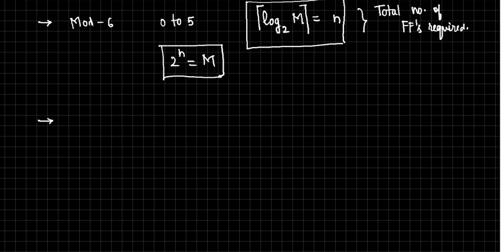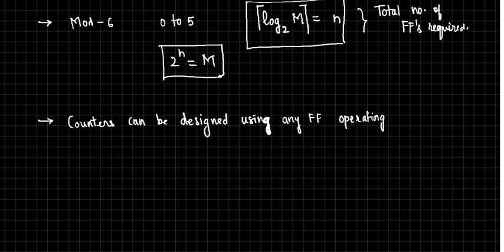Now again, the counters, as I said, are formed using registers. Registers, as we have seen, can be formed using any flip flop. We can use D flip flop, T flip flop, JK flip flop. We have seen how to use them. Similarly, counters can be constructed using any flip flop operating in complementing mode. Counters can be designed using any flip flop operating in complementary mode.